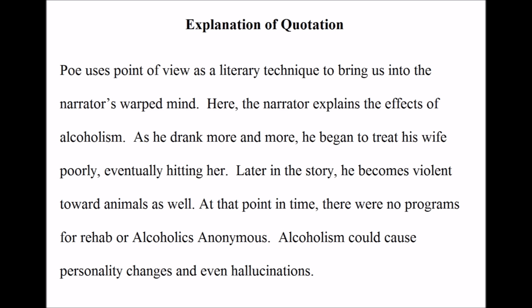So here's our example. "Poe uses point of view as a literary technique to bring us into the narrator's warped mind. Here, meaning in the quotation we just read, the narrator explains the effects of alcoholism. As he drank more and more, he began to treat his wife poorly, eventually hitting her. Later in the story, he becomes violent toward animals as well. At that point in time in history, there were no programs for rehab or Alcoholics Anonymous. Alcoholism could cause personality changes and even hallucinations."